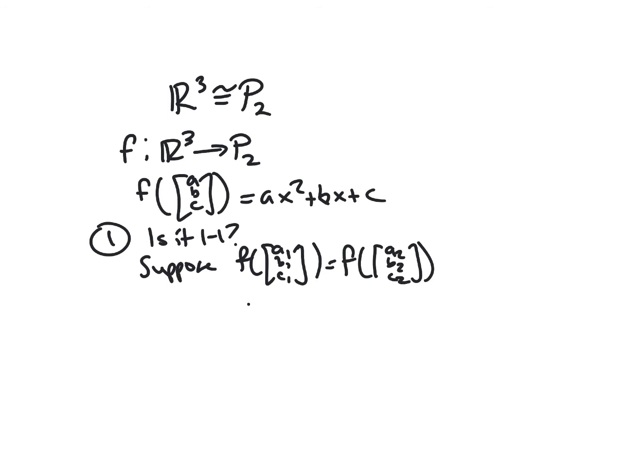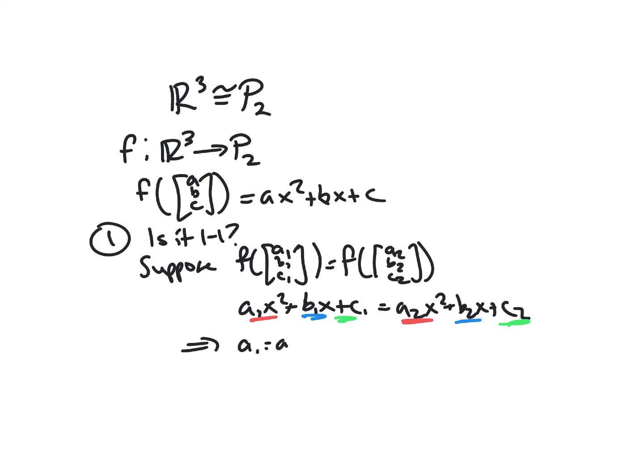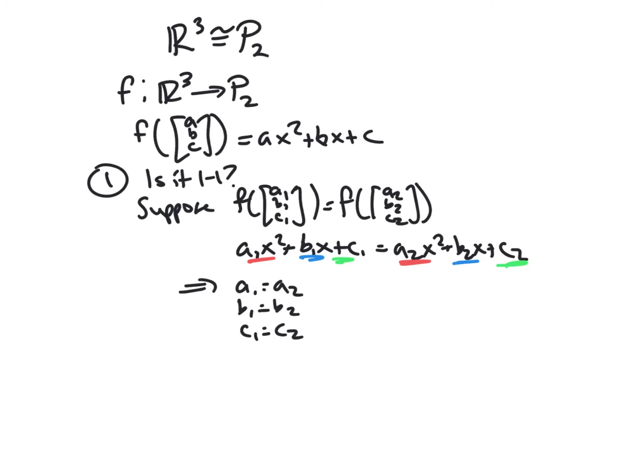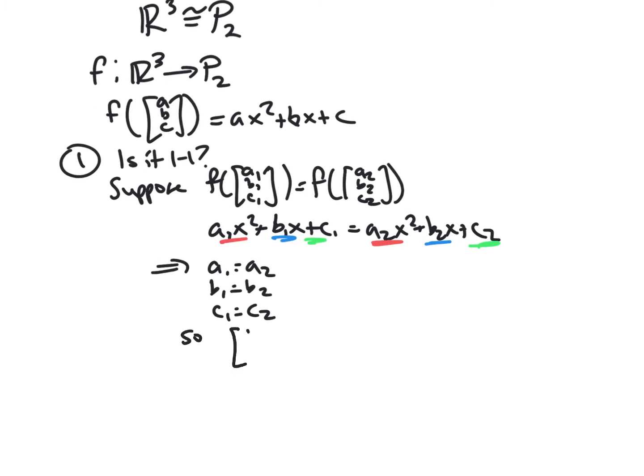Then what must be true? Well, this is just saying a1x squared plus b1x plus c1 is equal to a2x squared plus b2x plus c2. But when are two polynomials equal? It's if their x squared terms match, their x terms match, and their constant terms match, right? And so this implies that a1 equals a2, b1 equals b2, and c1 equals c2. So our vectors were equal to begin with, right? Thus, it is 1 to 1.